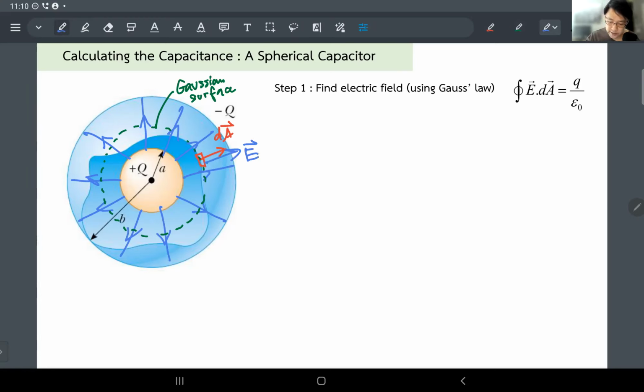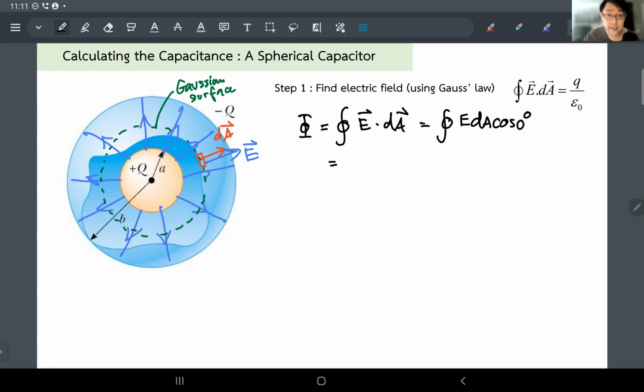So what you have here is the flux on this one. You can call it just the integral on this closed Gaussian surface of E dot dA. But because E and dA are parallel to each other, it's going to be E dA cosine 0. And because of spherical symmetry, you shouldn't have any electric field in some particular directions stronger than some other directions. So electric field is supposed to have the same magnitude everywhere on this surface.